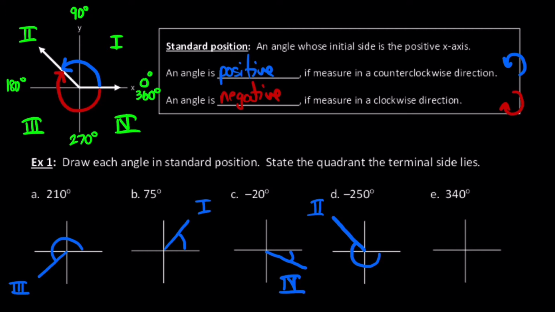340 degrees is almost one complete rotation. We're in the fourth quadrant. We went all the way around to there, so indicate that.